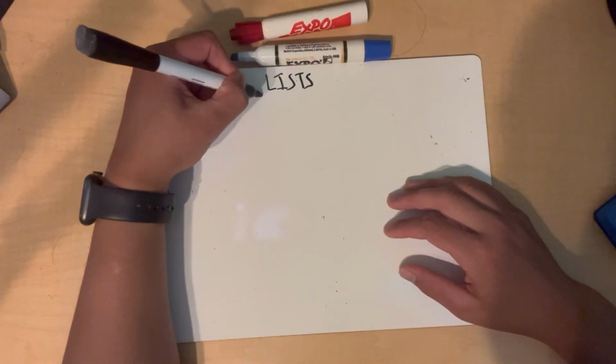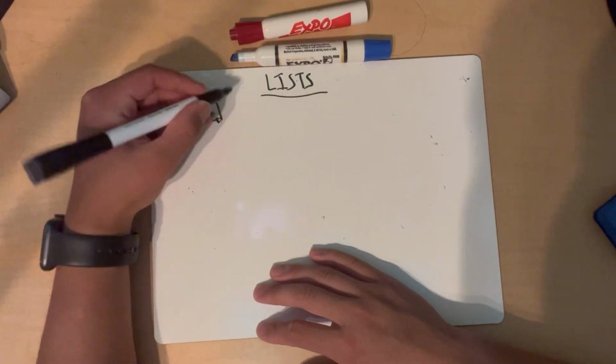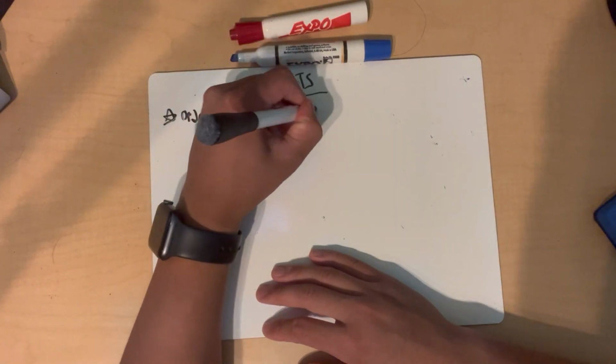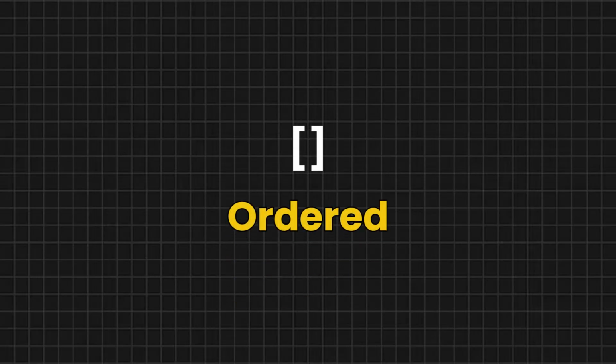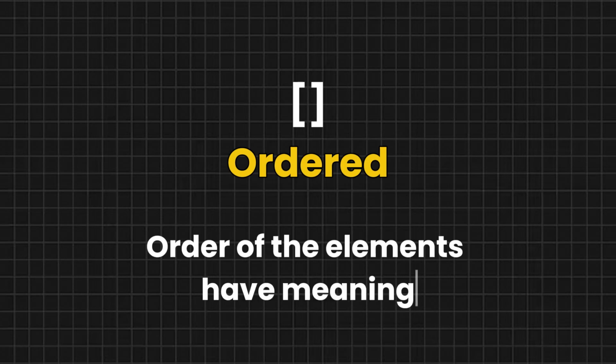Okay, let's talk about lists. A list is an ordered and mutable sequence that contains multiple items in a single variable. And you represent a list with square brackets. Because lists are ordered, it means that the order of the elements has meaning. And so I can access these elements by using zero-based indexing.